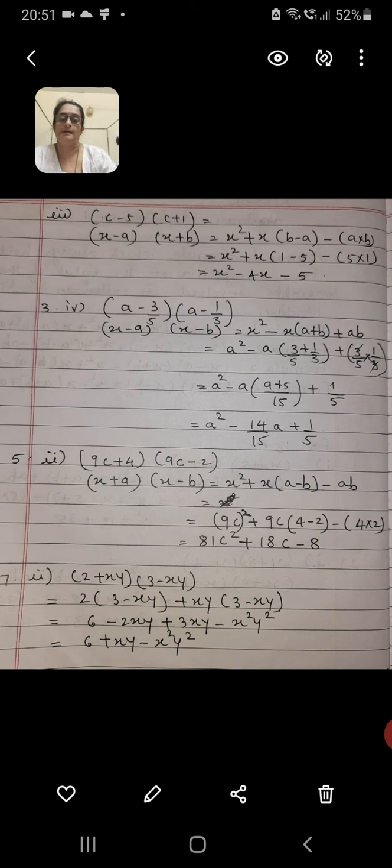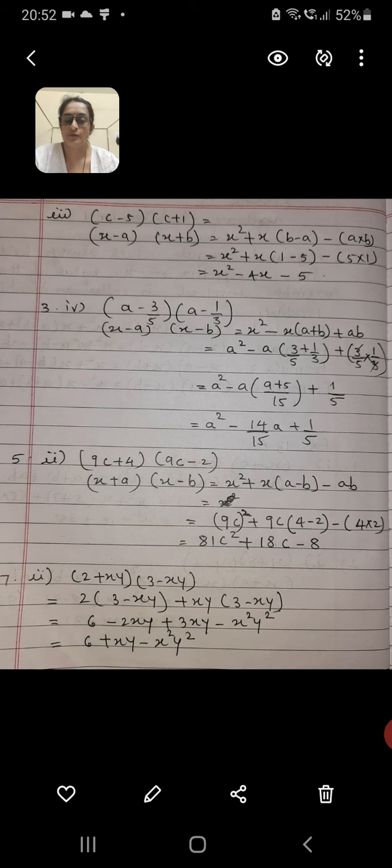The second bracket has a negative sign, so we are going to use the second formula, that is x plus a, x minus b, which gives us x square plus x(a minus b) minus ab. Here 9c we are going to consider as x, 4 is considered as a and 2 is considered as b. Replace the value, you will get 81c square plus 18c minus 8.